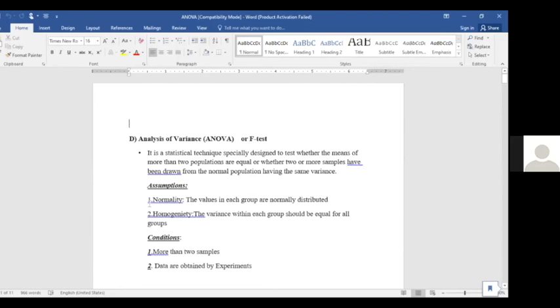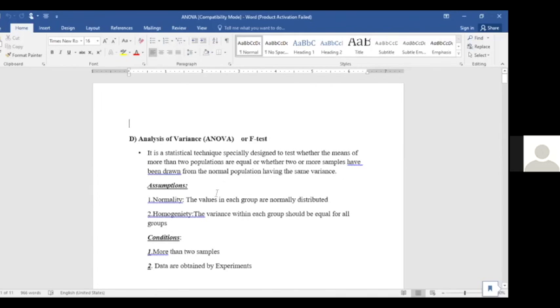Earlier, normality was very difficult to calculate manually. Now, normality and homogeneity are easily available in SPSS. If your data fulfill this, then you are ready for ANOVA. Otherwise, don't go for the ANOVA test. ANOVA is for when there are more than 2 samples. Up to 2, you have the Z test or T testing. But if it is more than 2, ANOVA.